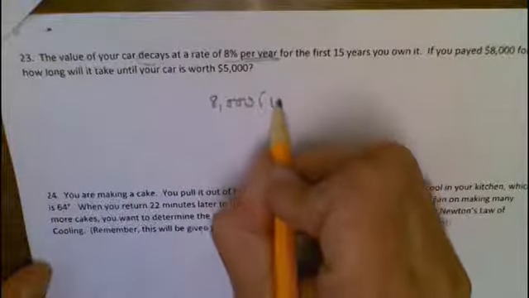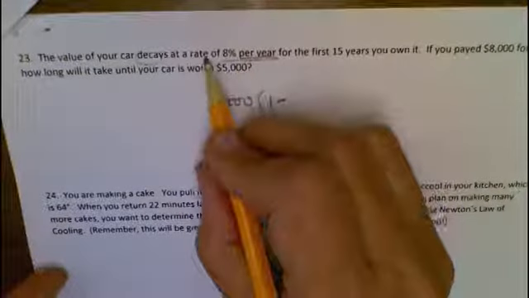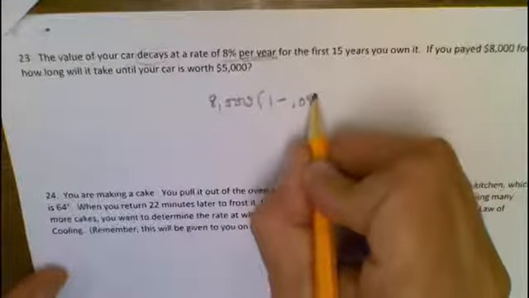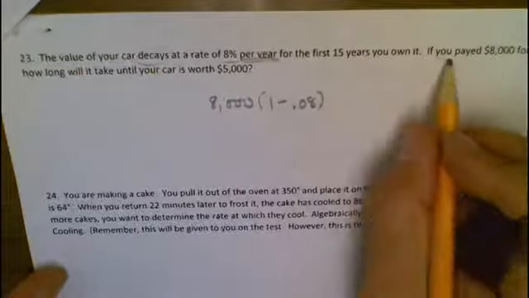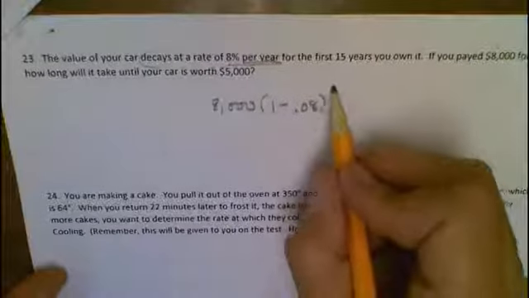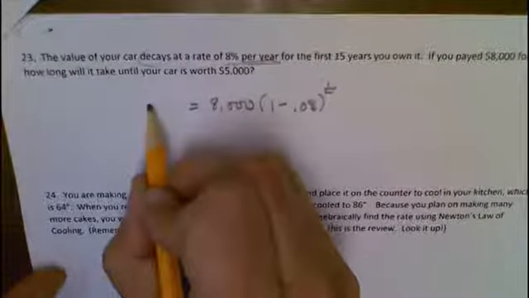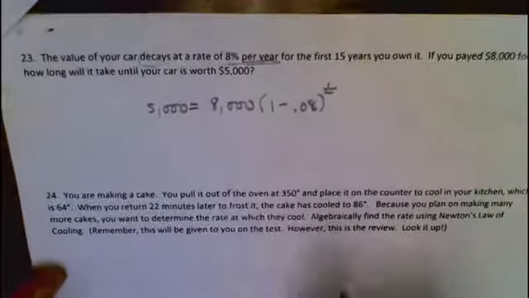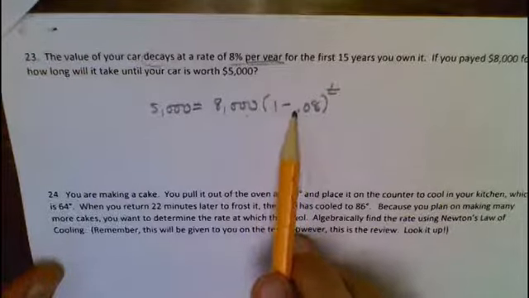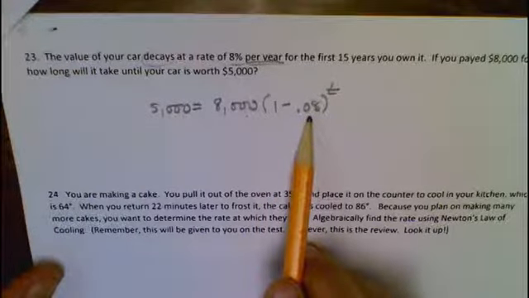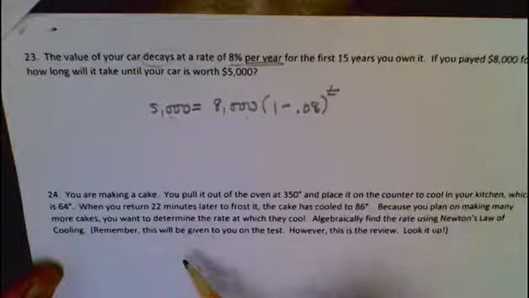You're going to do 1 minus your rate because it's decaying, and if it's 8%, I move that 2 places. I get 0.08 raised to the t, and it says if you paid $8,000, how long? So you're looking for time. How long will it take until it is $5,000? So again, I start with $8,000. That's the initial amount. 1 minus the rate, 0.08, because it's decaying. I want to know when, so I want to know the time when it gets to be 5,000.